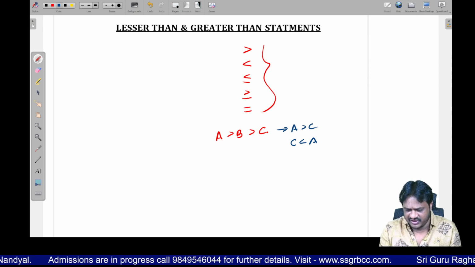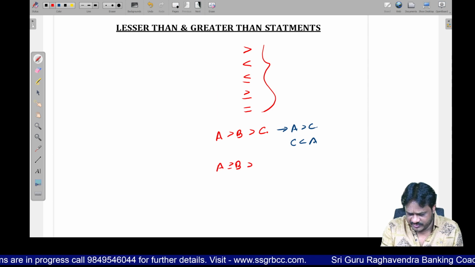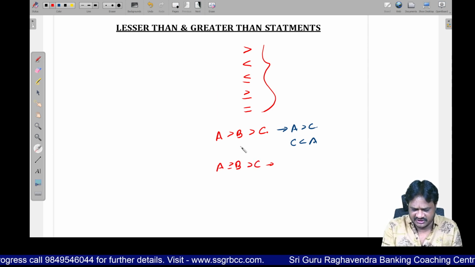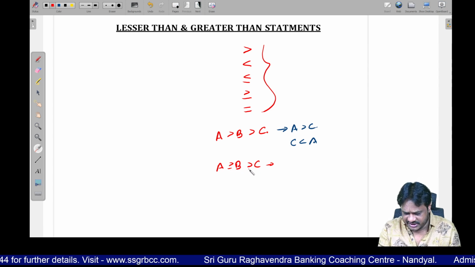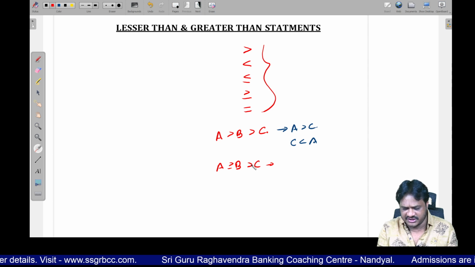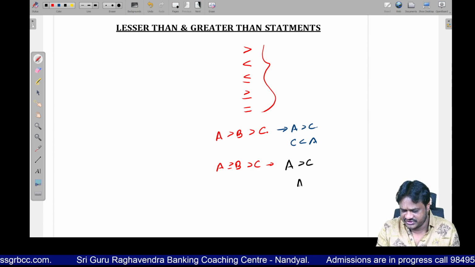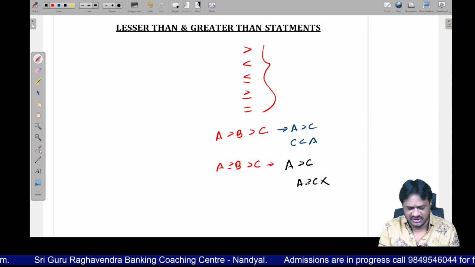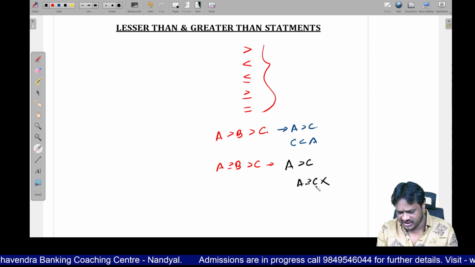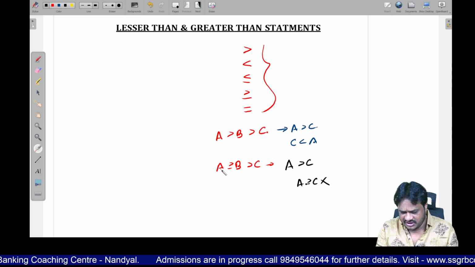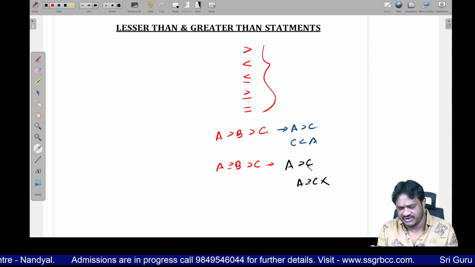In a similar way, one more statement: A greater than or equal to B greater than C. Observe the difference between the first statement and the statement I have written now. Now from A to C, greater than or equal to does not follow. Only greater than is following. Therefore, we can say only A greater than C. If you say A greater than or equal to C, this is wrong, because here we don't have the equality symbol. So, A greater than C definitely follows. That means, if there is a common symbol between two elements, then there is a relation between the two elements.